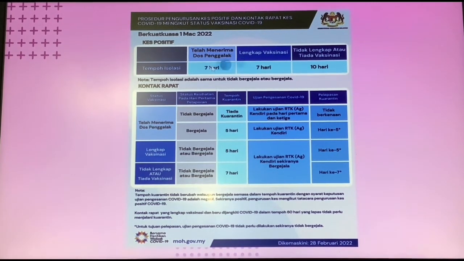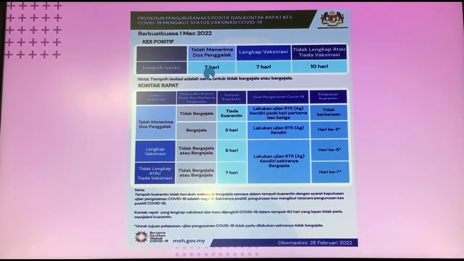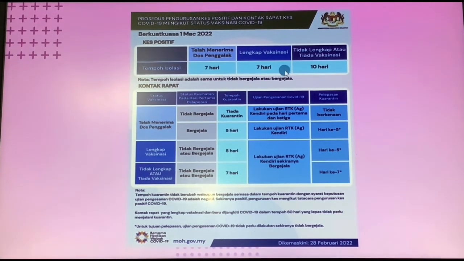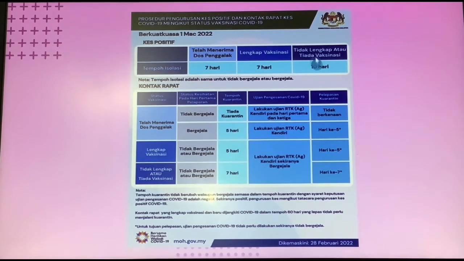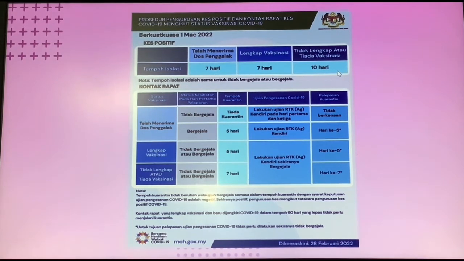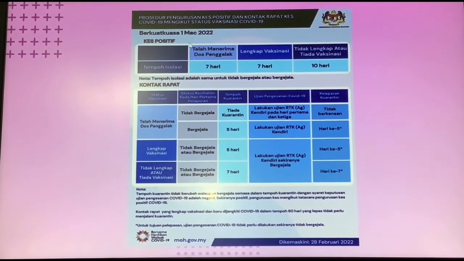Okay, if you see from here, this is for a positive case. For a positive case, the isolation for those who have already received the booster dose is 7 days at home. If they have had 2 doses only, also 7 days. But if they have never been vaccinated or have only taken 1 dose, then the positive person needs to stay home for 10 days. Of course, this is just a reference calculation, yeah. We still follow the release date from the HSO. So this is for a positive case.